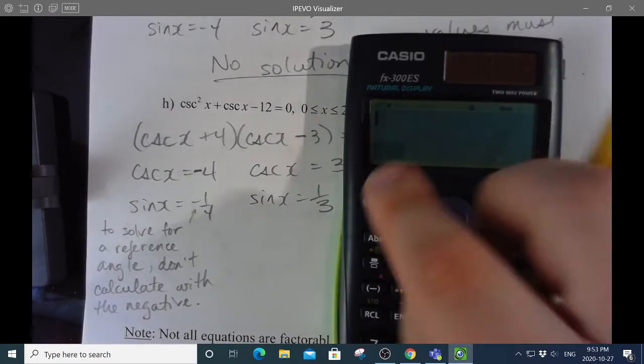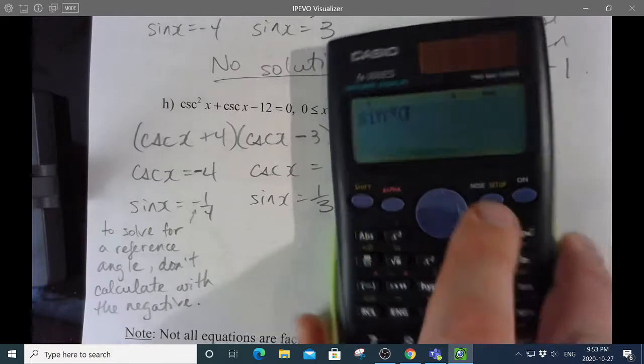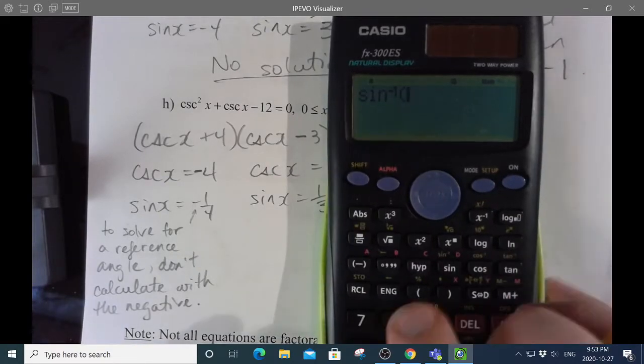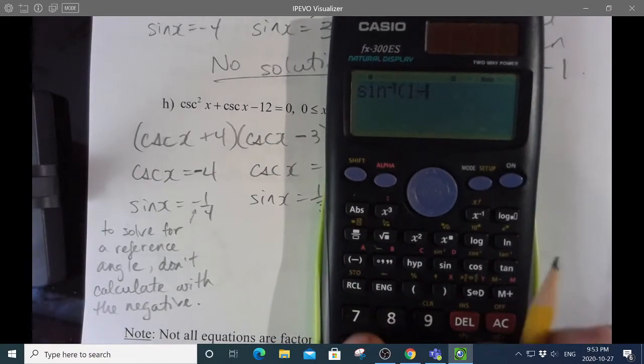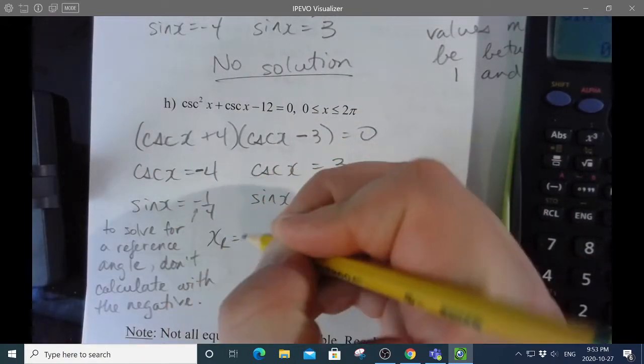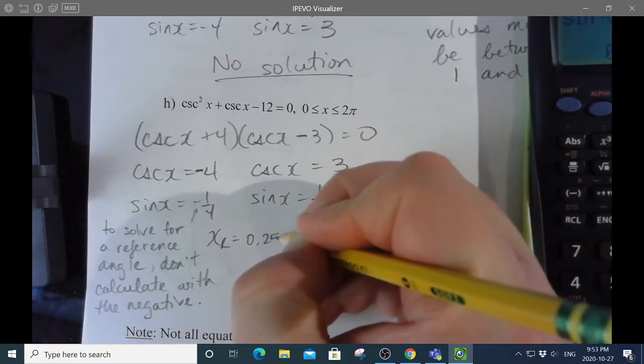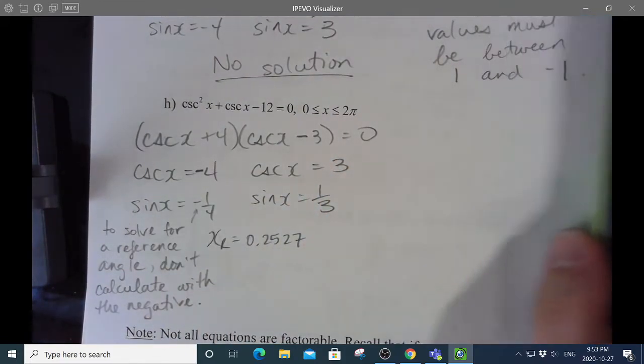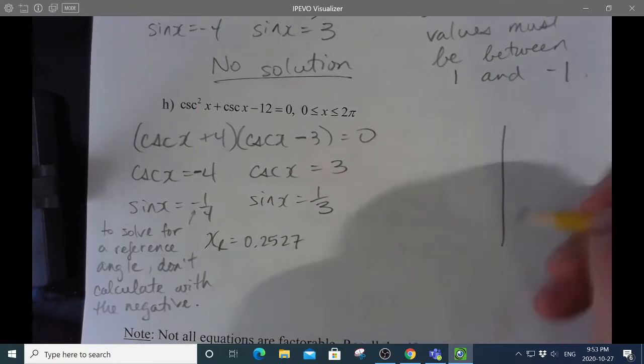So we're going to do inverse sine of 1/4. This calculator opens a bracket for me, so 1 over 4, if you didn't know a quarter was 0.25, and then hit equals, and it's 0.2527. So x as a reference angle is 0.2527. Okay, now let's make a sketch.